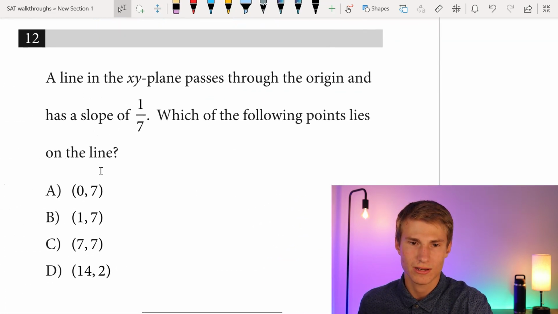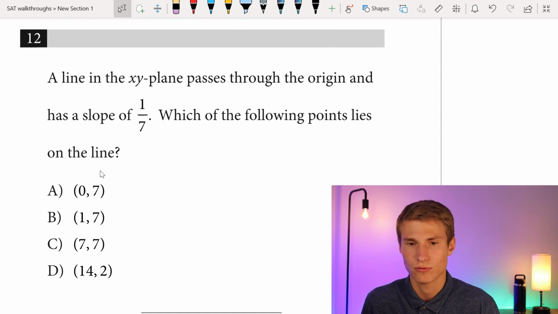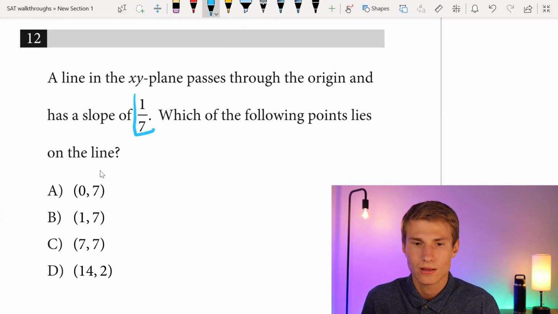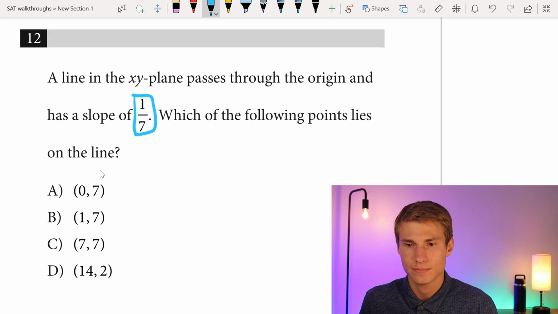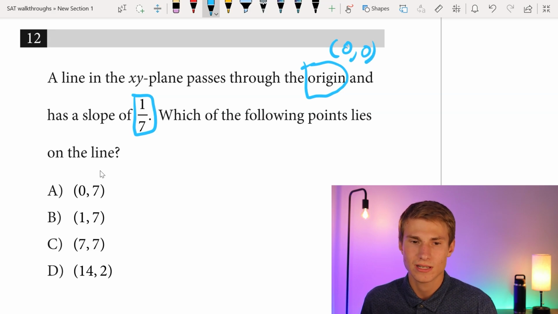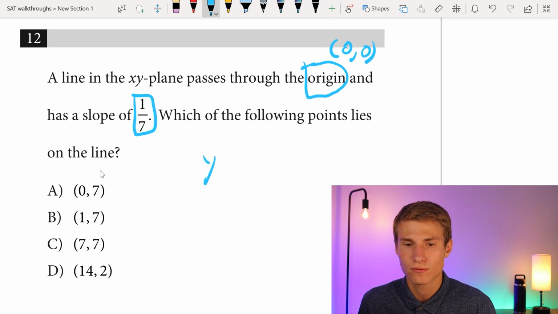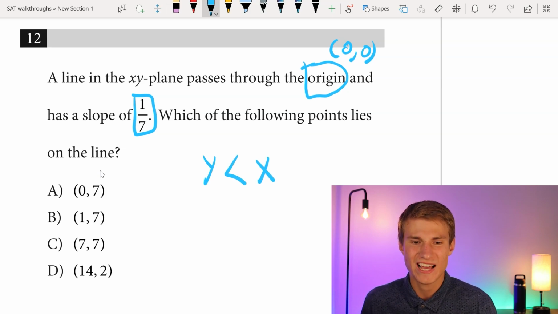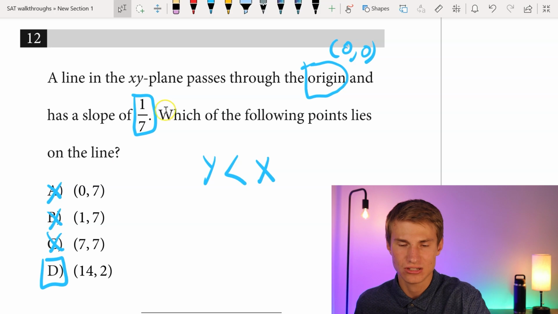We've got a line in the xy plane that passes through the origin and has a slope of 1/7. Which of the following points lies on the line? Okay, key thing here is that it's passing through the origin. If you don't know what the origin is, that's going to be the point 0 and 0. So our y-intercept is 0, slope is 1/7. Therefore, since our slope's less than 1 and we're going through the origin, we know that our y has to be less than our x. So x has to be greater than y. That's not true in A, B, or C, but it is true in answer choice D. Therefore, D will be my correct answer.